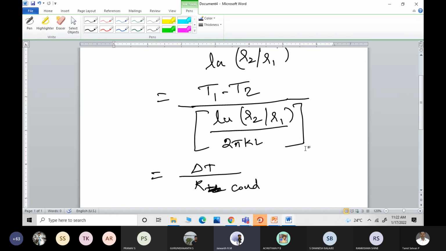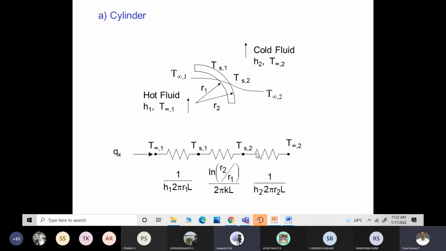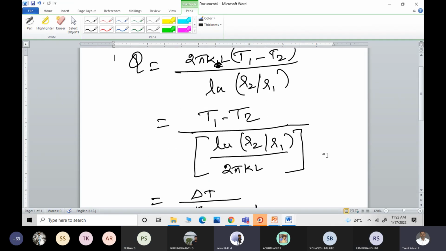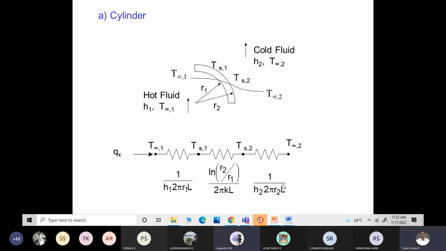Is it fine? Yes, sir. This is what was mentioned here: natural log of R2 by R1 divided by 2 pi KL. Did you get how this resistance comes? Natural log of R2 divided by R1 divided by 2 pi KL. I have written it here. Am I correct? Yes, sir.